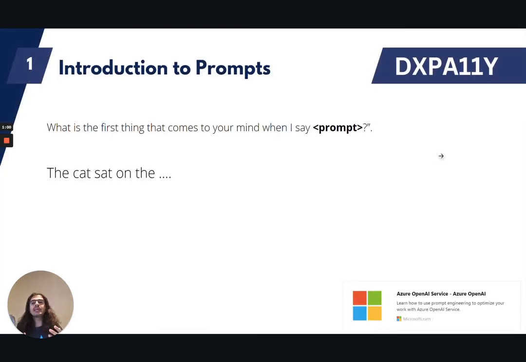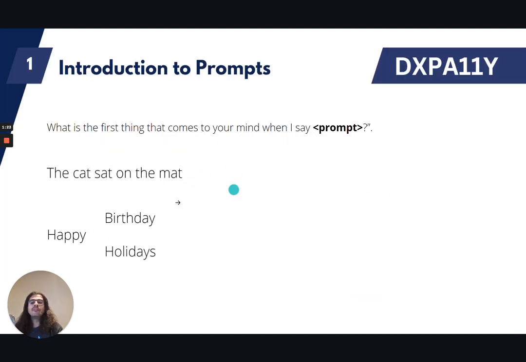So you can think of prompts as a way for you to ultimately tell the bot, or GPT, what is the first thing that comes to your mind when I say something? In this example, what is the first thing that comes to your mind when I say "the cat sat on the"? You're probably going to say mat. And that's what it would say as well. But if I were to say "happy," it might think of birthday, it might think of holidays, it might think of different alternatives because there are different options that come after "happy." Let's see that in action.